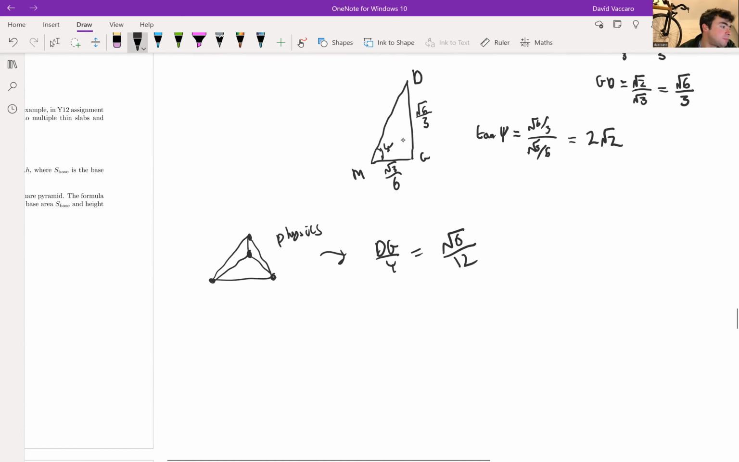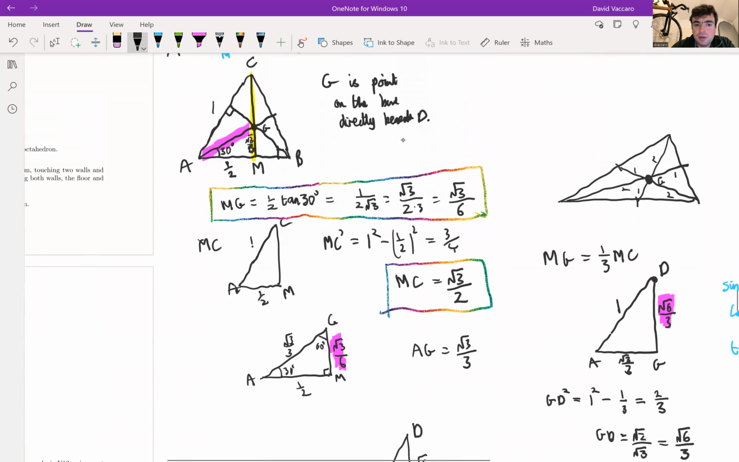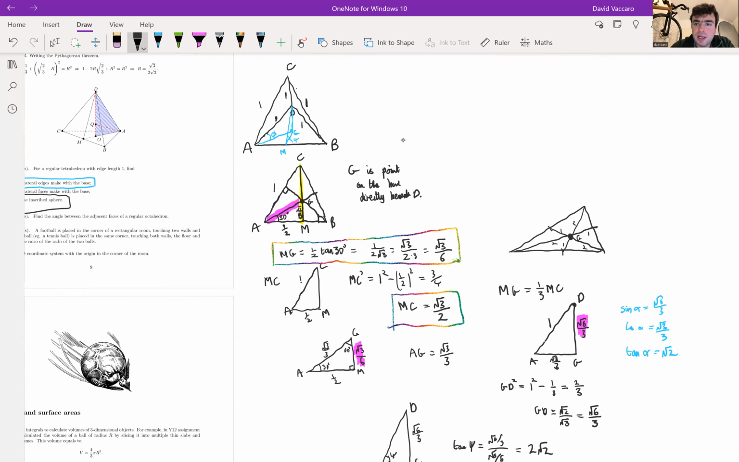Okay, but I suppose we better really prove this. So let's go back to our diagram. We've got the point G lying beneath D. We've then got the line joining D to M, which is along the face.